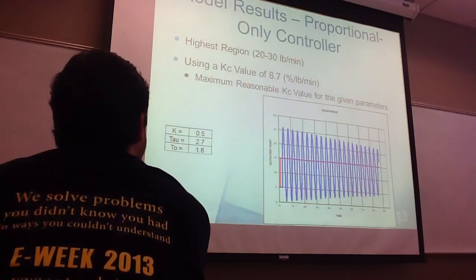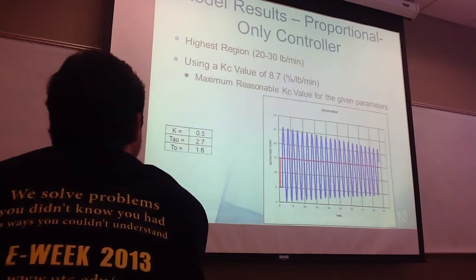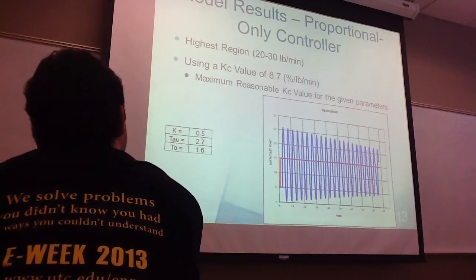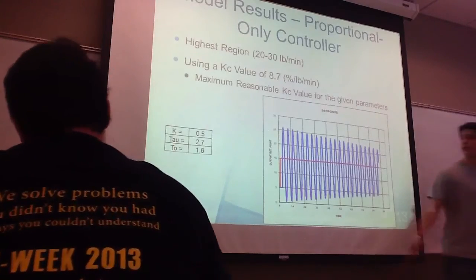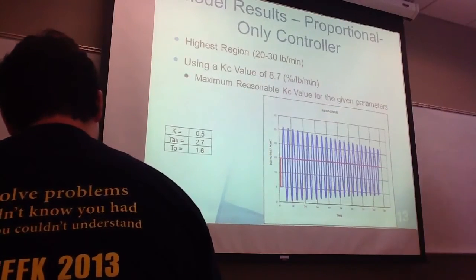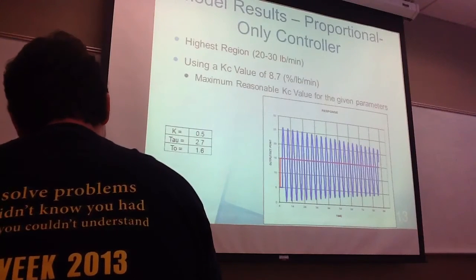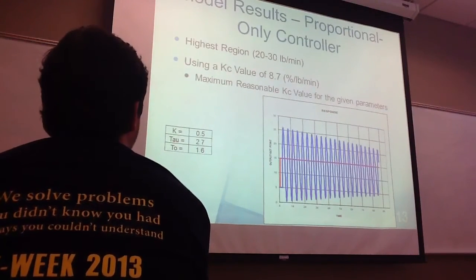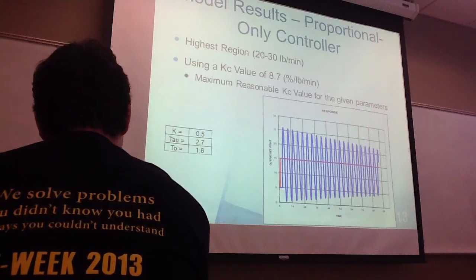And we couldn't get a middle region, so we skipped to the highest region, which is 20 to 30 pounds per minute. We used a KC value of 8.7, which was the maximum reasonable KC value that we could use, with given parameters of 0.5, 2.7 tau, and 1.6 dead time. This system was overdamped with a decay ratio of about 0.97, so very close to 1. And as far as we can tell, it does not settle as far as our data goes. It is oscillatory.